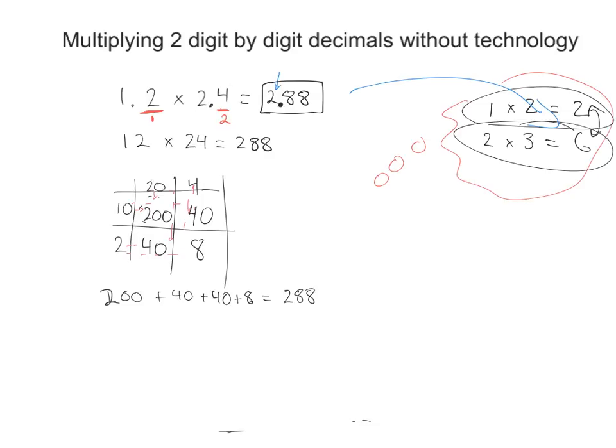So really important that you notice, multiplying decimal numbers is the same as multiplying regular numbers. The only difference is, change them to whole numbers, and then at the end you can determine how many decimal places it is.